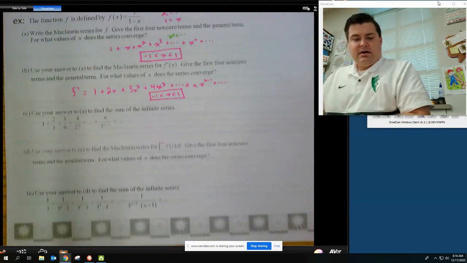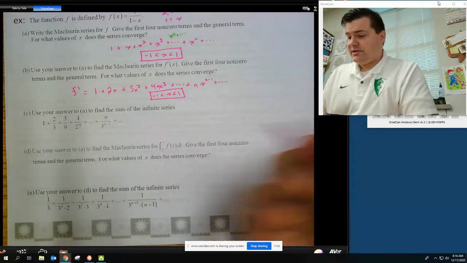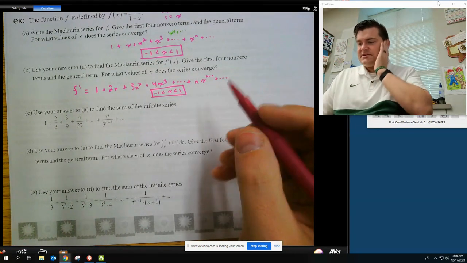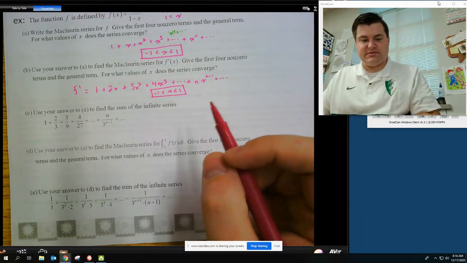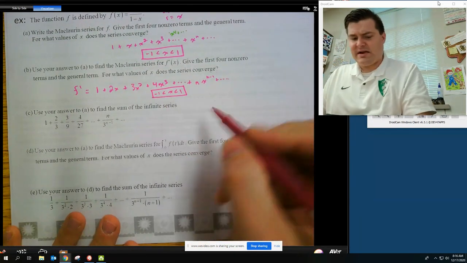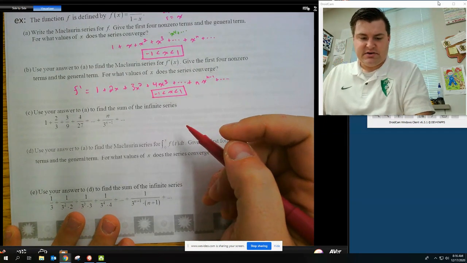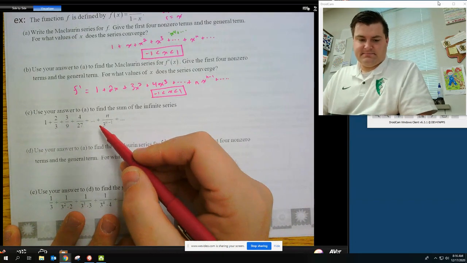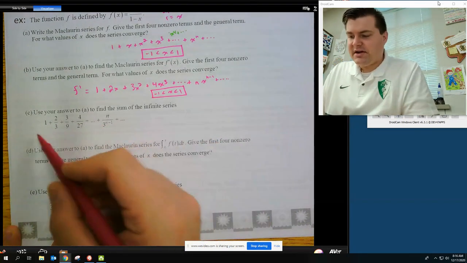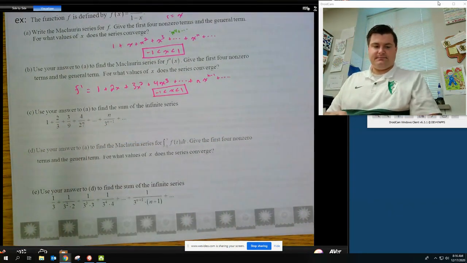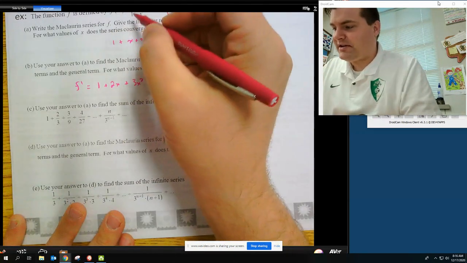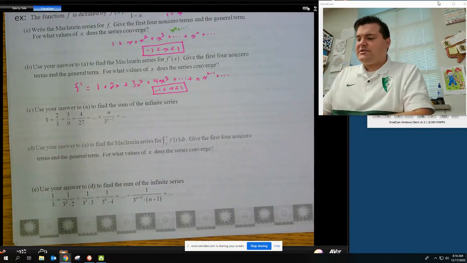All right, now C, this is when we use our theorem that we just learned. Use your answer in part A to find the sum of the infinite series. So what we kind of have to do here is figure out what was done to get to this. It says use our answer in part A, so it's related to this somehow. So what was done to get to this?